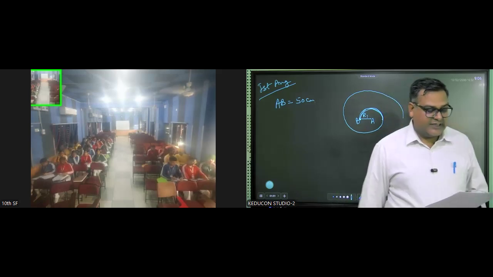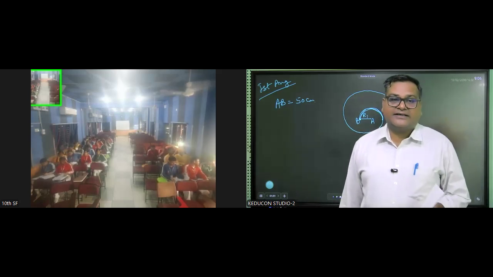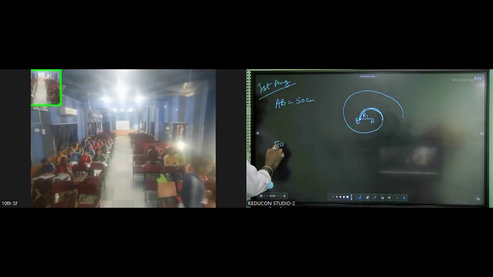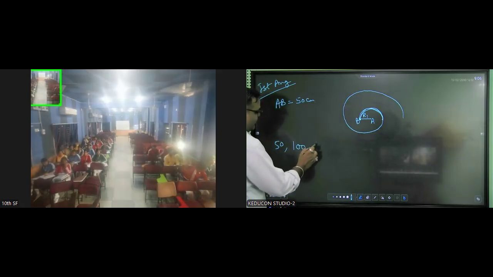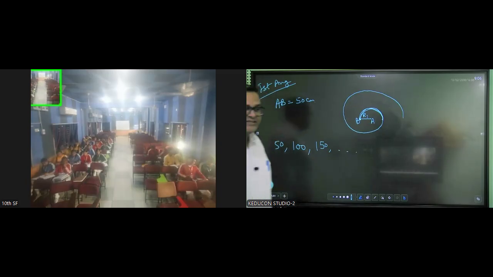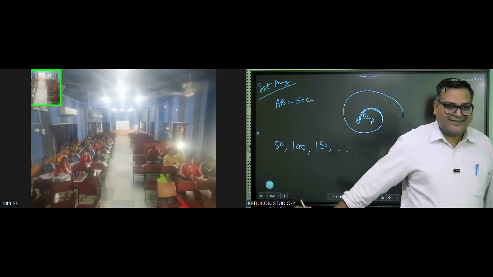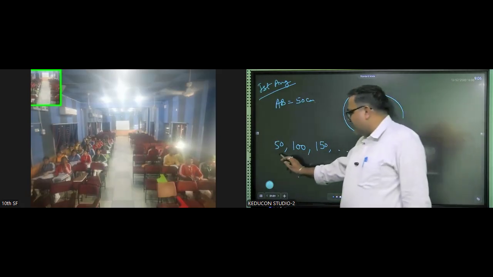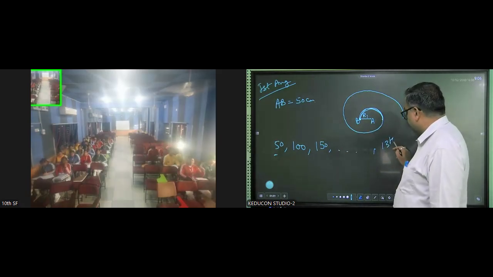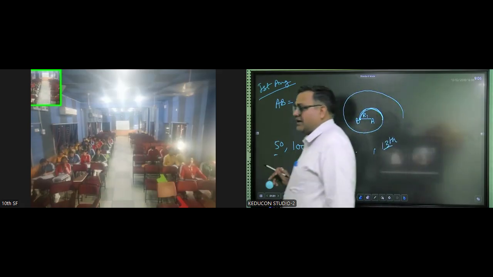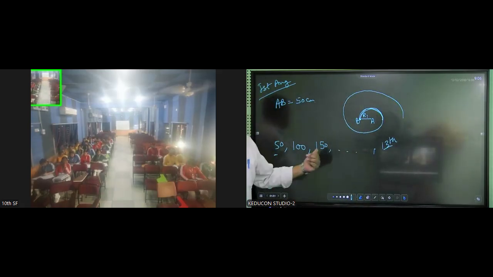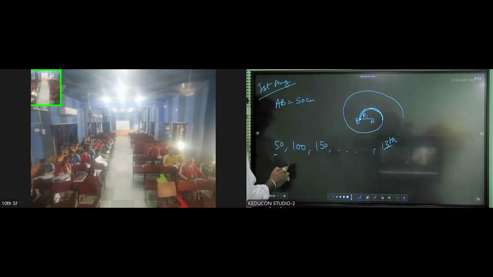So first question is, what is the radius of the 13th spiral? Now, what is the radius of the first one? 50. Second is 100. Third is 150. If you students observe this pattern, is this an AP or not? This is an AP. So now if this is the first term of the AP, what we have to find? 13th term. The radius of the 13th spiral. That means we have to find the 13th term of this series. So what will be the 13th term?